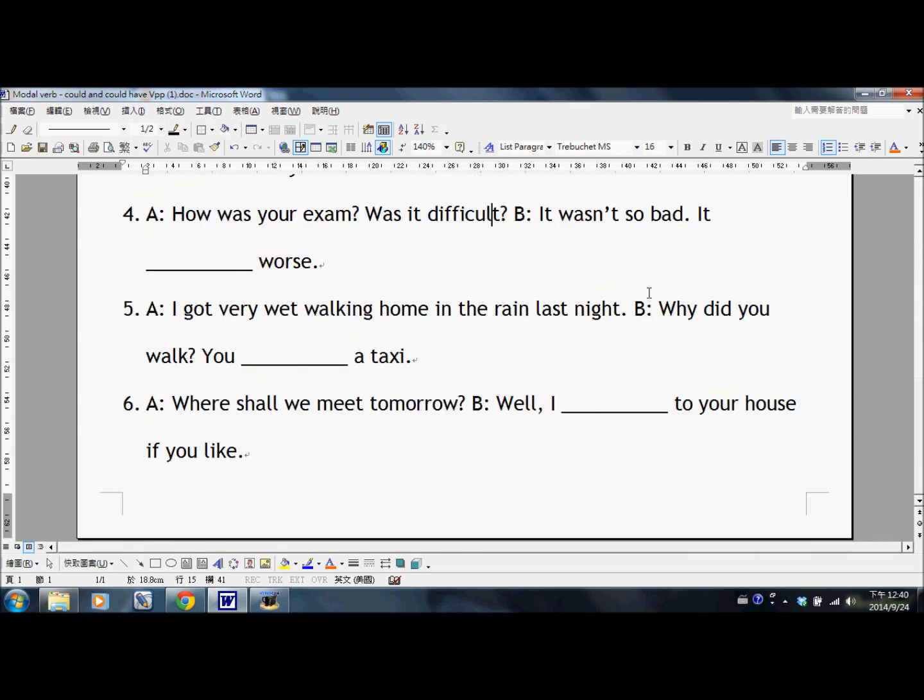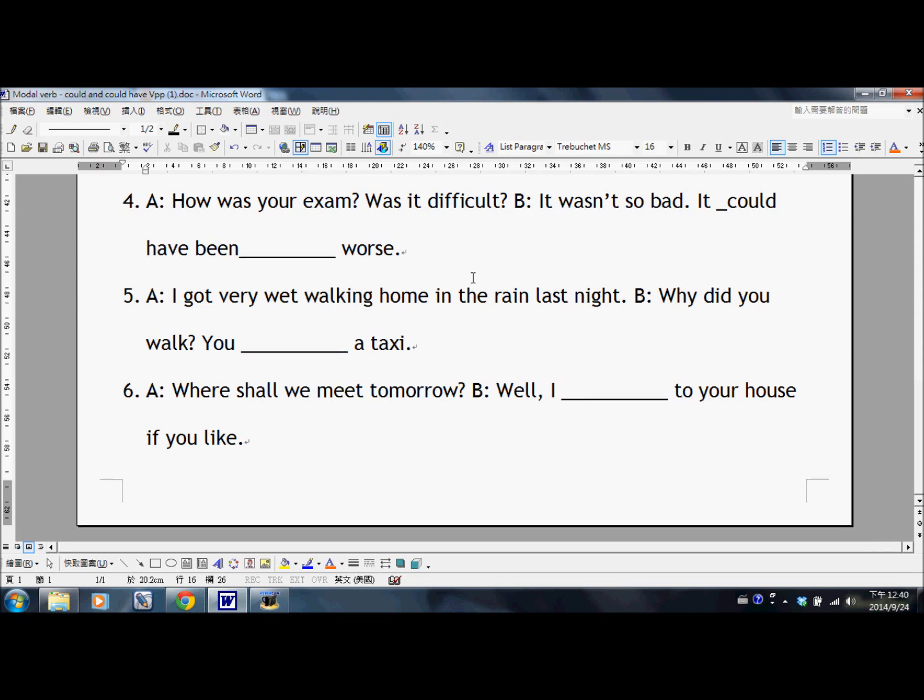All right, let's look at question number 4. How was your exam? Was it difficult? Well, it wasn't so bad. Okay, so we're talking about something in the past. And it wasn't so bad. So the truth is, it wasn't so bad. But here it says worse. So it's not real. So we will say it could have been worse. The past participle of be is been. It could have been worse. But the fact was, it wasn't so bad. It was okay.